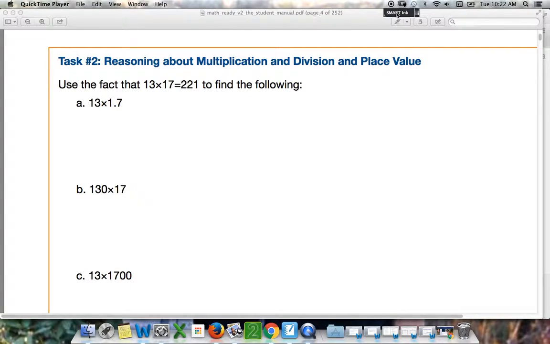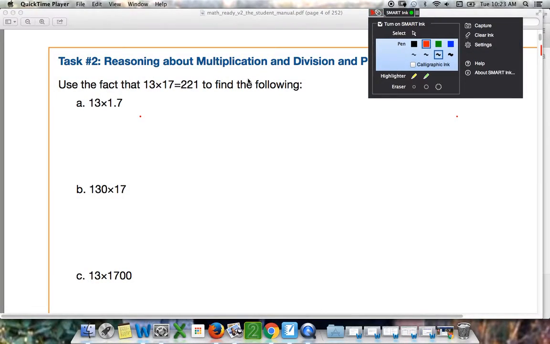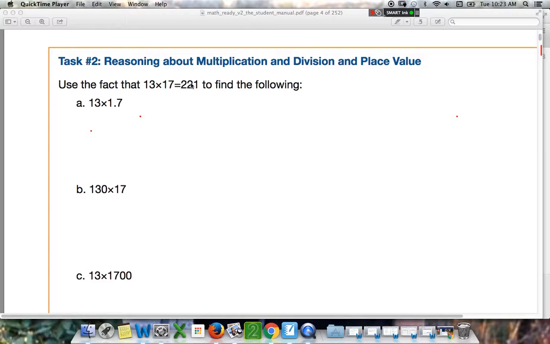Task 2, you do need to look over. And I will tell you that you will have some of these on your final. And here is what I want. You will use the fact that 13 times 17 equals 221 to find the following. You'll have something that looks similar to this, and then it will say explain why. So you will have to tell me why it is what it is.